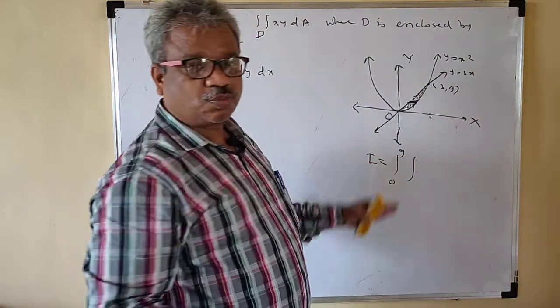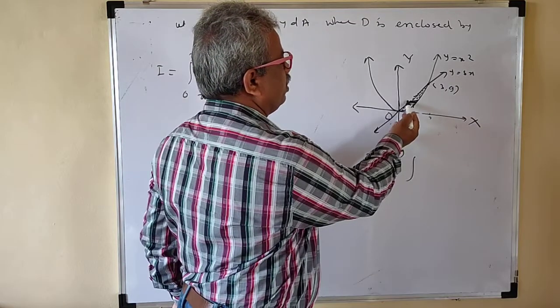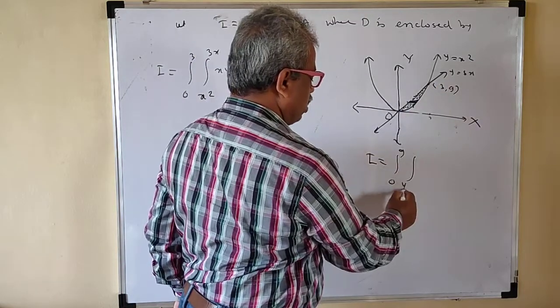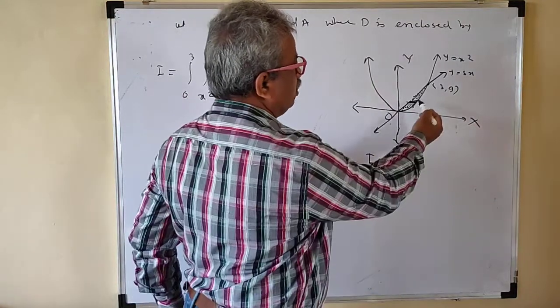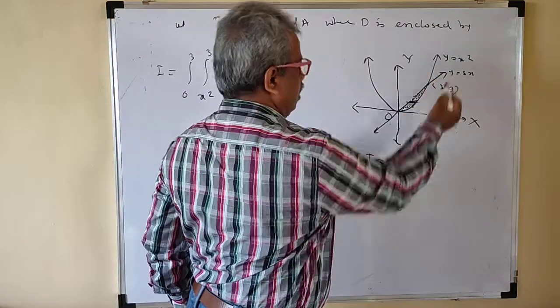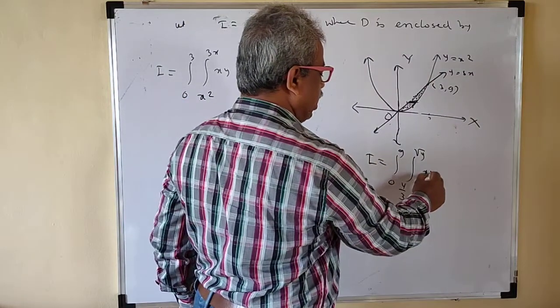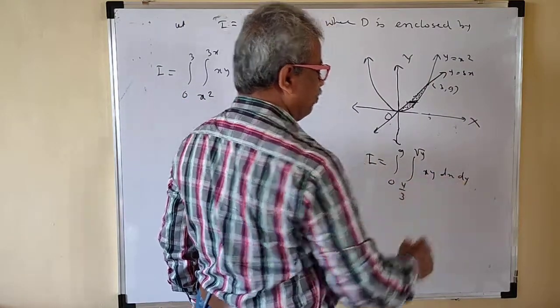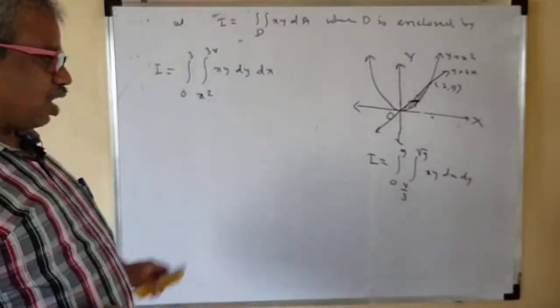Then x from the left curve and x from the right curve. The left curve is this, x is y by 3. And x from the right curve is root y. And this is xy dx dy. You can evaluate this, and we'll see whether these two are the same or not.